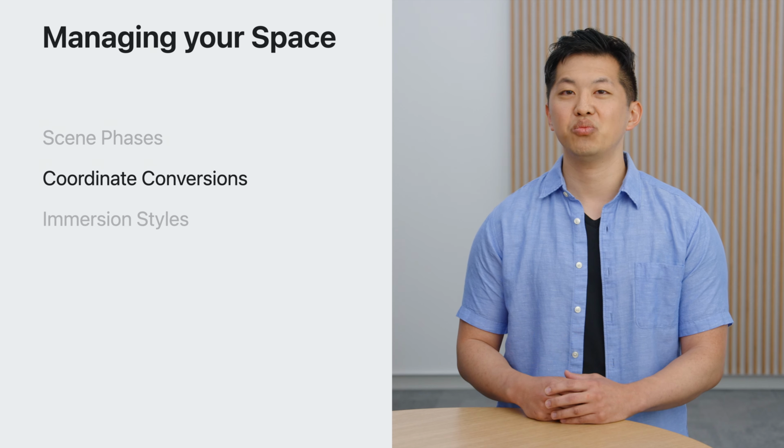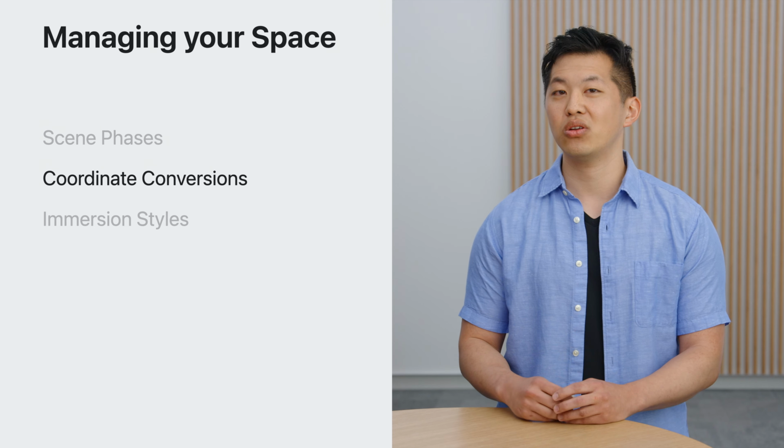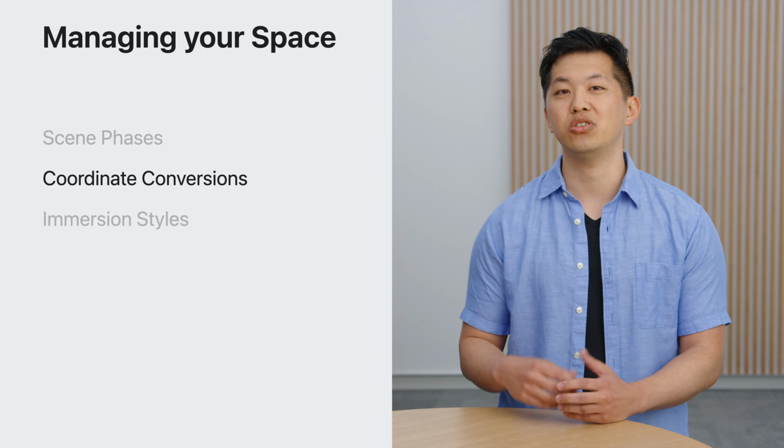Another great way to manage your space is by integrating content from your other windows with your space. For example, if you want to reposition the Earth model next to the main window, we'll need to know the position of the window in our immersive space coordinate system. But both objects define their own coordinate systems. So to help resolve this, SwiftUI provides a new coordinate space named immersive space. And that represents a coordinate system of an immersive space.